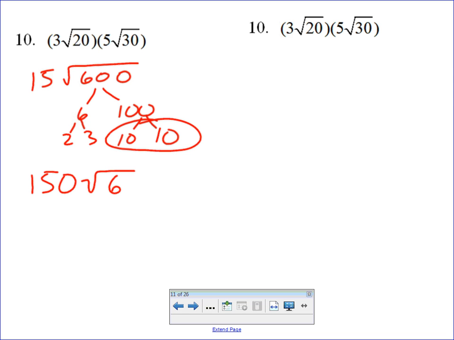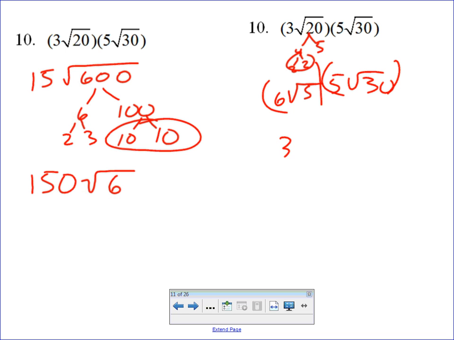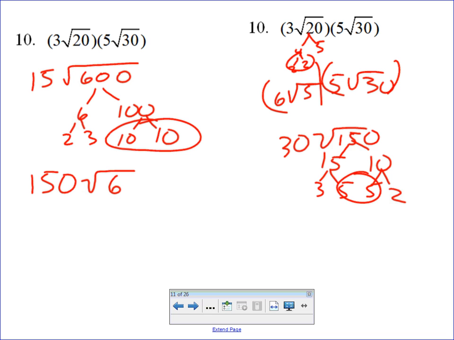The other thing you could do, if you wanted to, is break this down first. And I'd get 6 times the square root of 5 times 5 times the square root of 30. Sorry, the smart board's a little bit off. And you'd get 30 times the square root of 150. And you break that down into 5, 15, and 10, which is 3 and 5 and 5 and 2. And then there's your 150 times the square root of 6. So you can break it down, then multiply, or you can multiply and then break it down. Either way, you'll get the same answer.